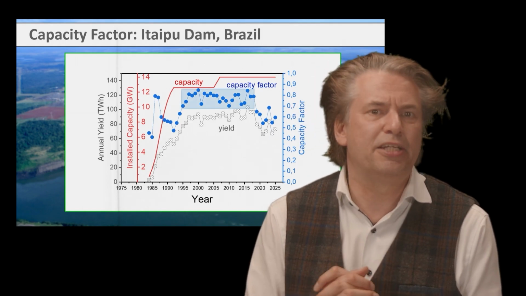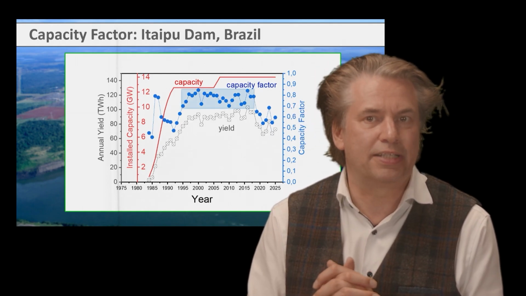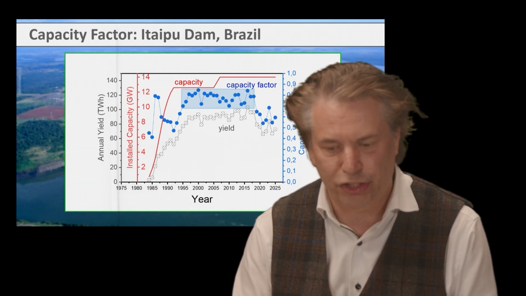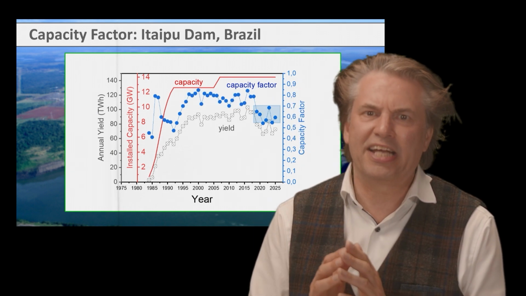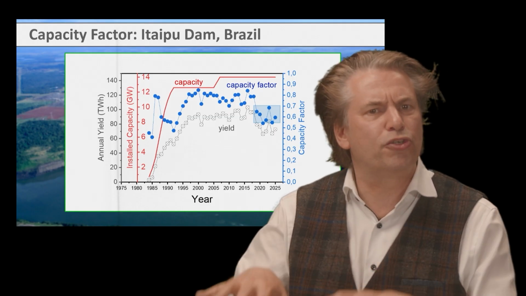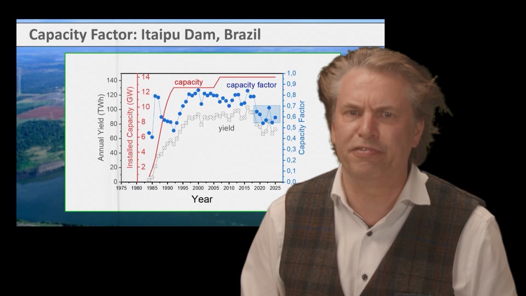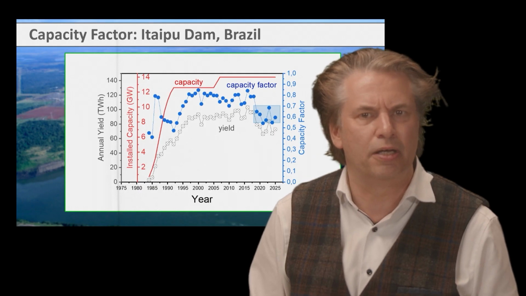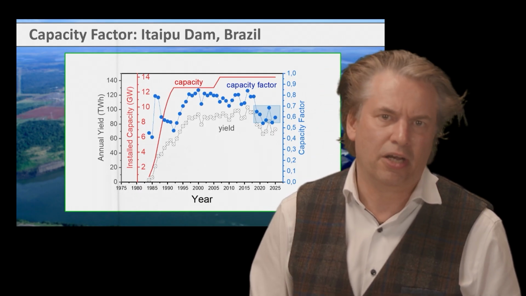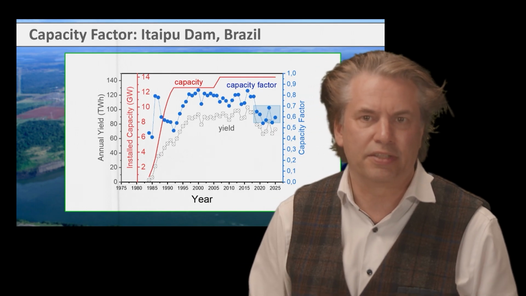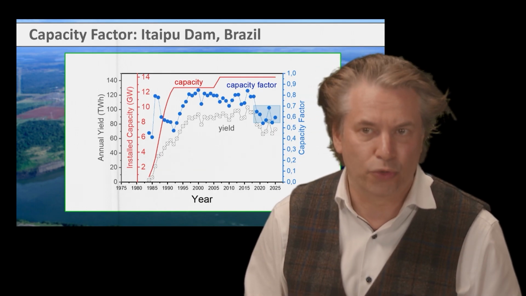As you can see, in the period from mid-90s to mid-10s, a capacity factor between 70 and 85% was achieved. Whereas in the last years, the capacity factor has dropped to 55 to 70%. The main reason is the severe and prolonged drought conditions in the Parana River basin, a lack of water availability to fill the reservoir and drive the turbines at full capacity.